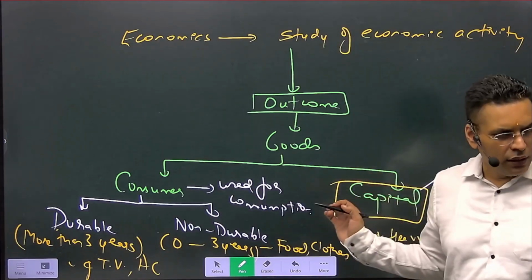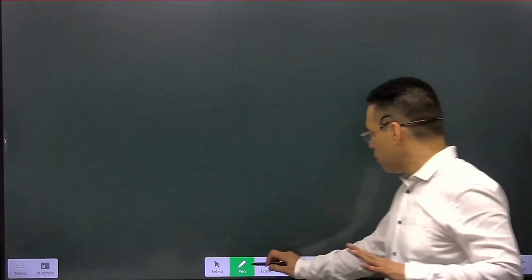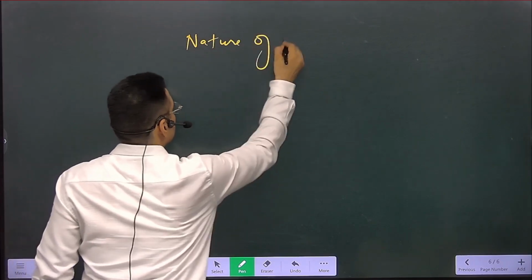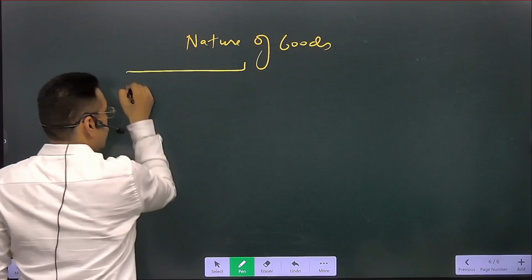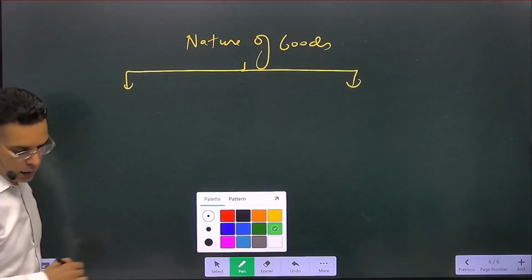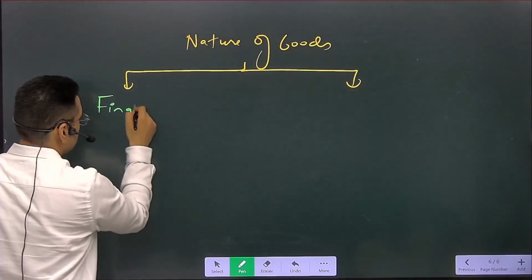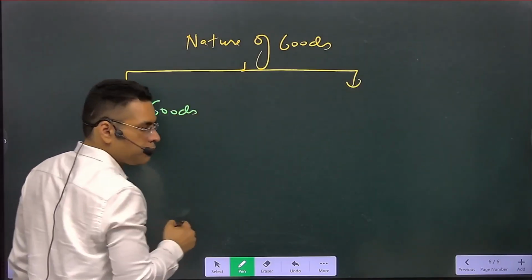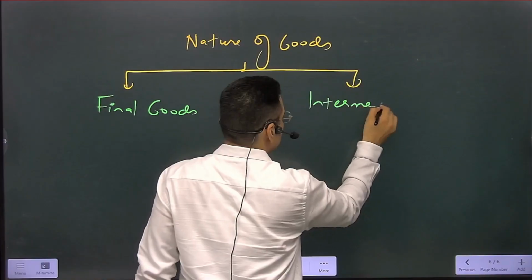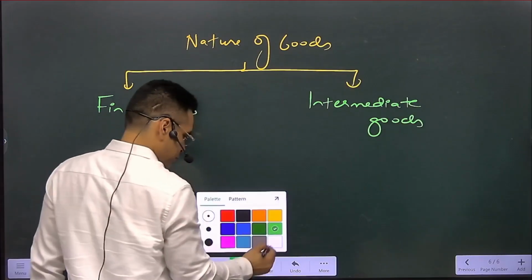यहाँ तक clear है? Confusion आएगा अभी, but यहाँ तक clear है, right? Everybody? चलो. Now let's talk about nature of goods. In the nature of goods, we have two types of goods. One is called the final goods, and second is the intermediate goods.